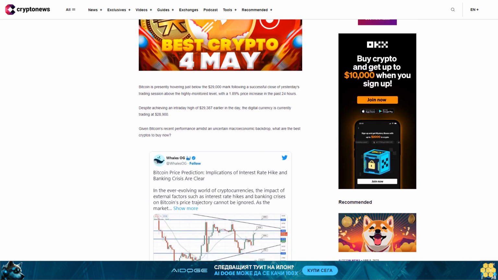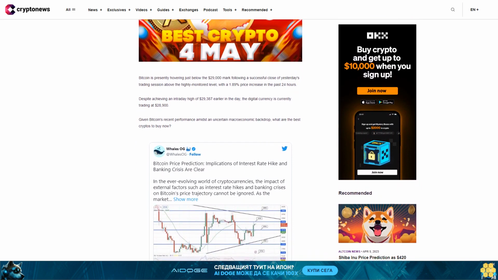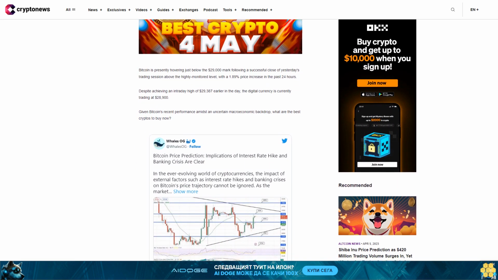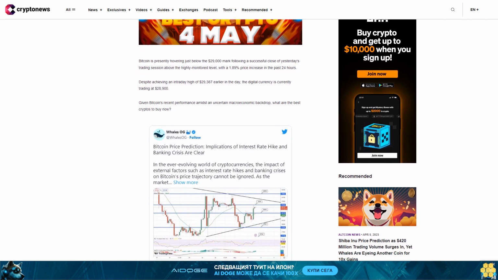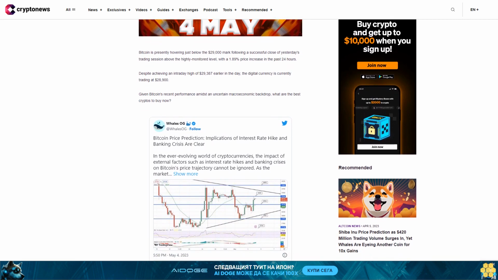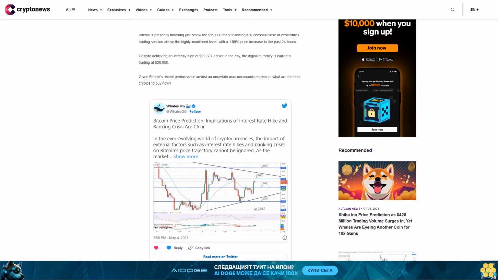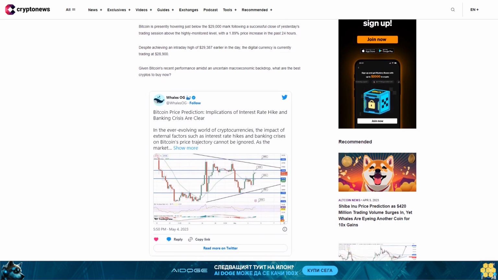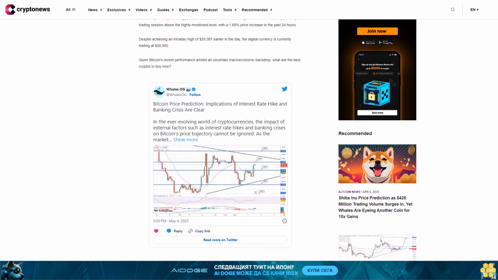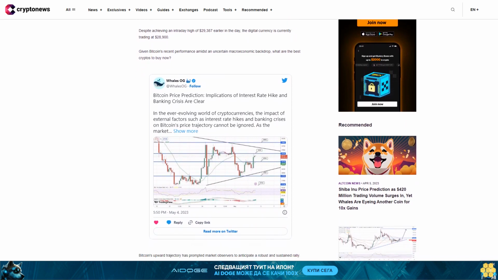Given Bitcoin's recent performance amidst an uncertain macroeconomic backdrop, what are the best cryptos to buy now? Bitcoin's upward trajectory has prompted market observers to anticipate a robust and sustained rally. The recent increase in Bitcoin's trading activity occurred shortly after the rate hike and coincided with reports of potential instability in the U.S. banking sector.